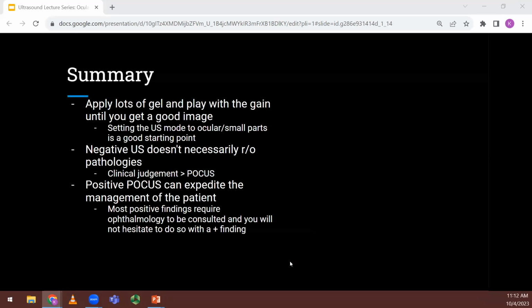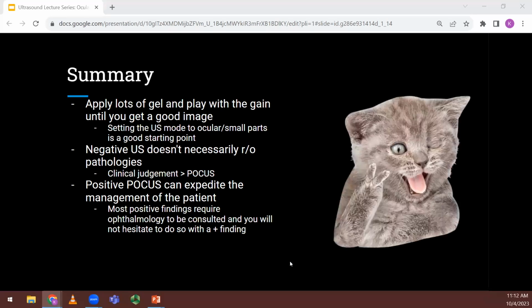Okay. So summary: apply a lot of gel, keep the patient comfortable, get quality images. A negative ultrasound doesn't rule out any pathologies. Clinical judgment is better than the ultrasound. But a positive ultrasound can expedite the management of the patient, and you are gonna have a legit question for the ophthalmologist as well. Okay. Right. Cool.